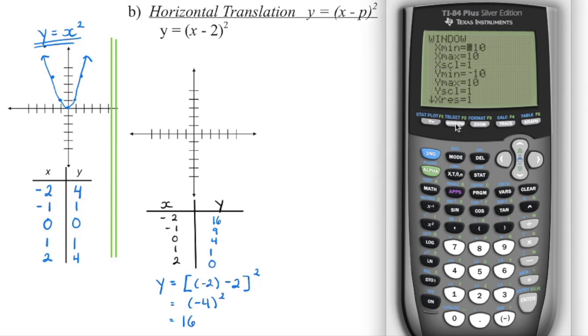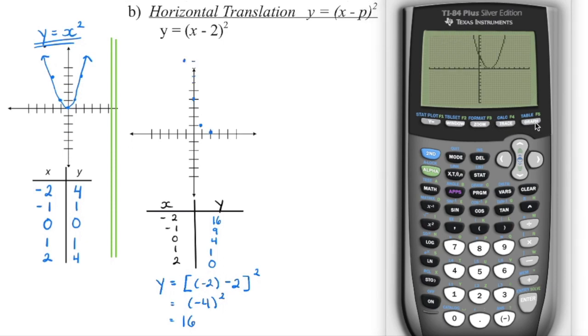My window is just the default, -10 to +10 with a scale of 1 on both the x and y axis. And then you can press graph to see what this parabola will look like. So I've gone ahead and plotted most of these points by hand. I left this one off because it's out of the Cartesian plane that we have drawn here.